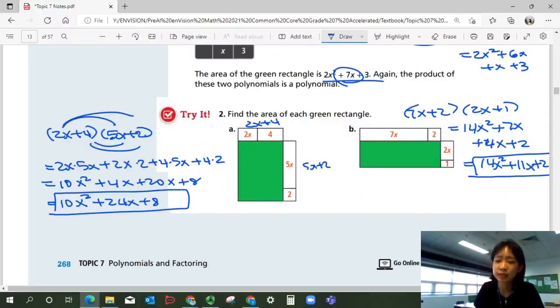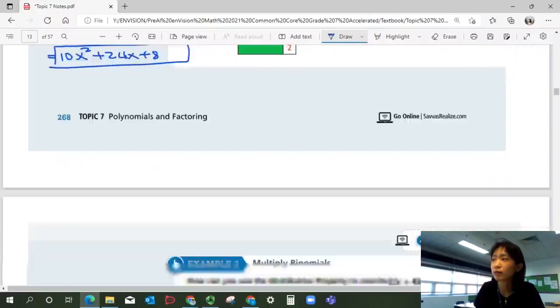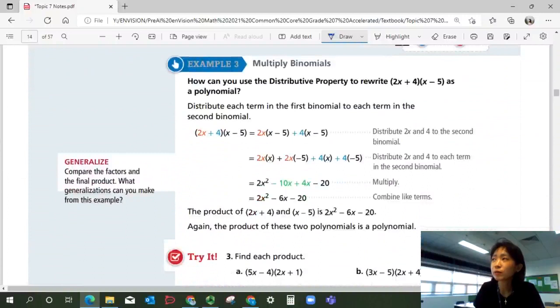Combine like terms, write it in standard form if you haven't already. Let's look at example 3, multiply binomials, on the next page. How can you use the distributive property to rewrite (2x + 4)(x - 5) as a polynomial? You will do the distributive property, just like I demonstrated in example 2.